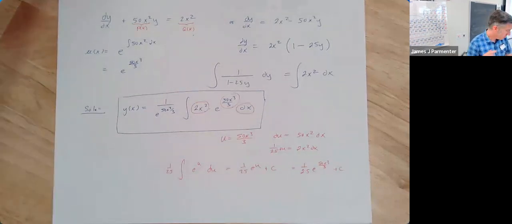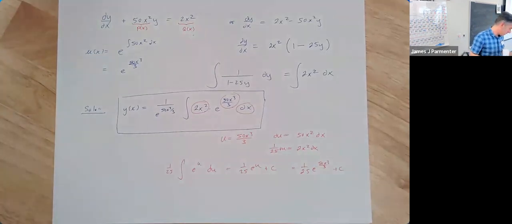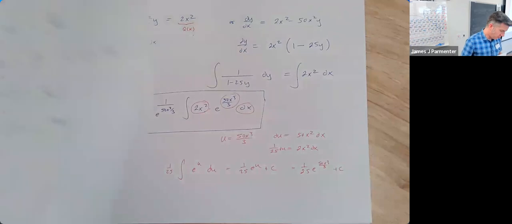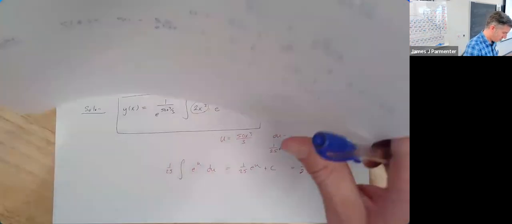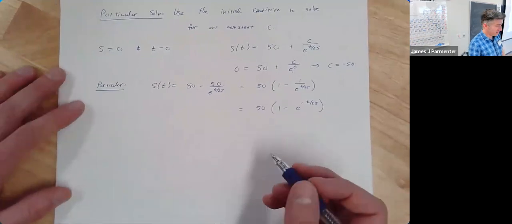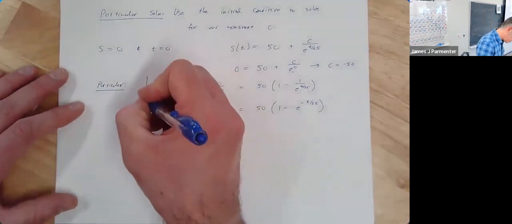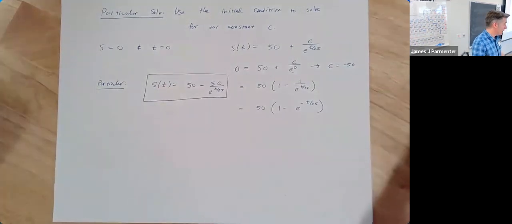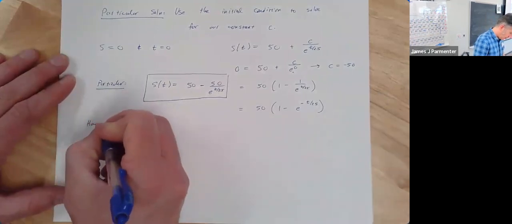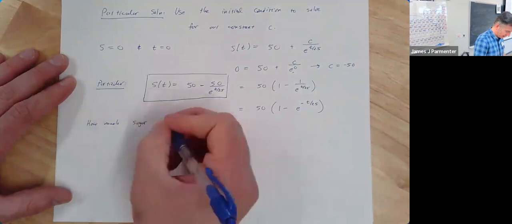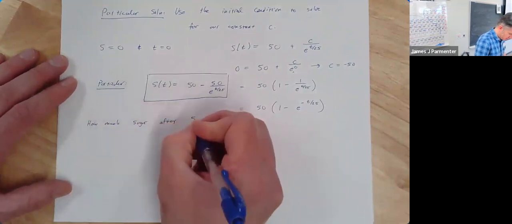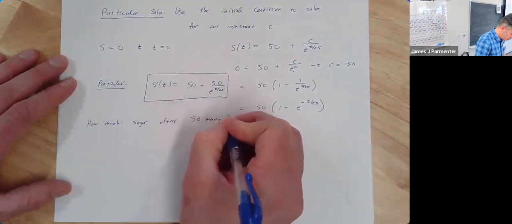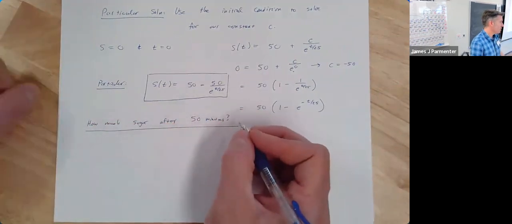All right, back to the tank problem we were doing, just because there were a couple of last things I wanted to say. After you find the particular solution, then you can ask questions like, how much sugar is there after 50 minutes? That's not really that interesting, because all they're asking you to do is plug in 50 for t and solve for s.